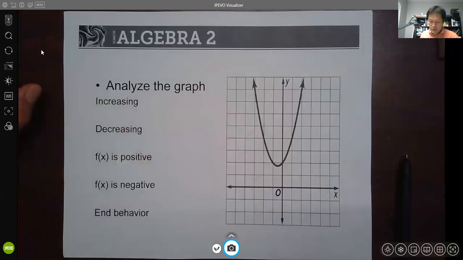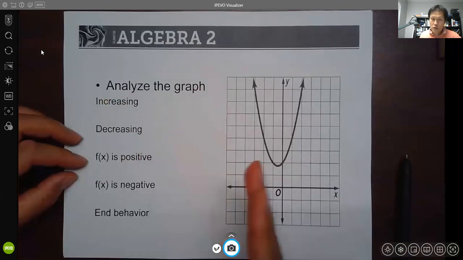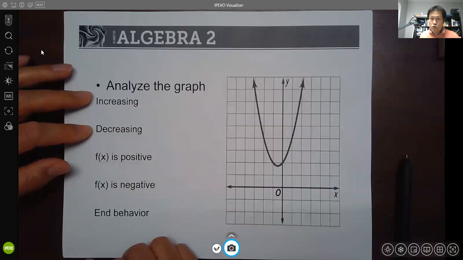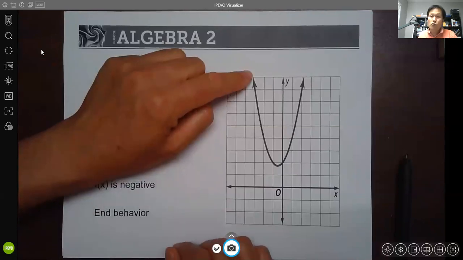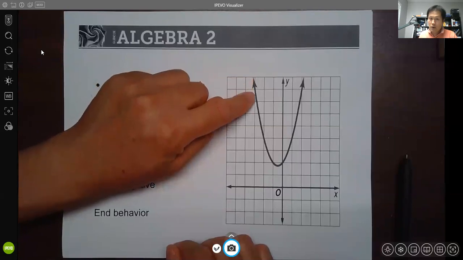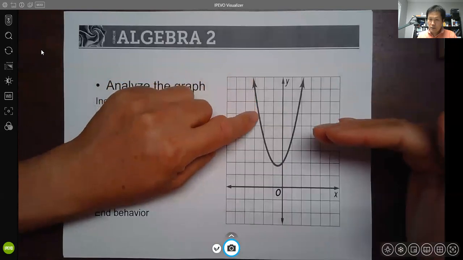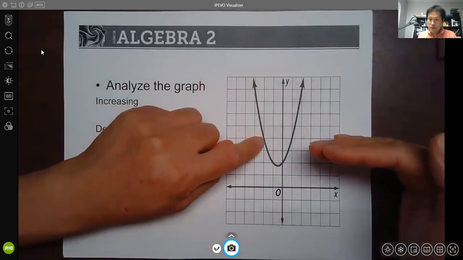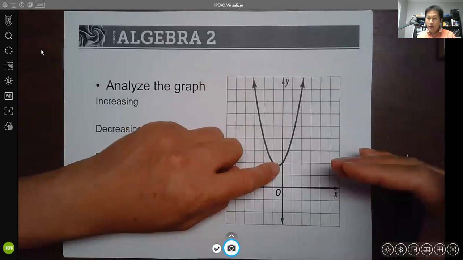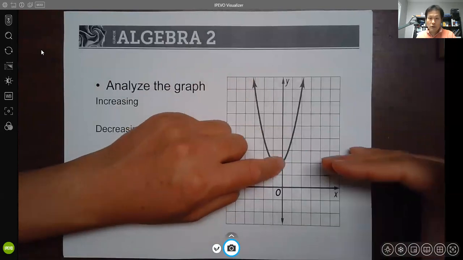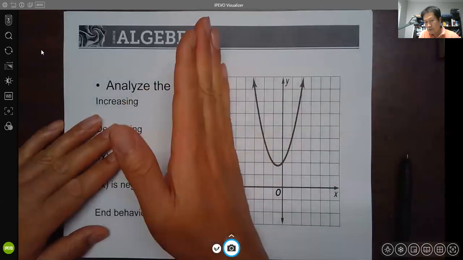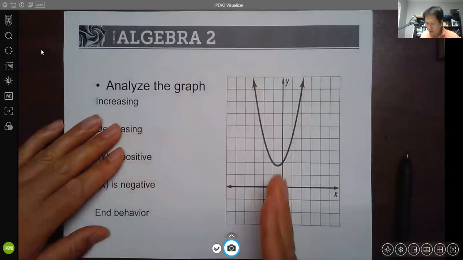Analyze the graph. So I'm asking, which interval is the graph increasing? Okay, increasing, decreasing, you always trace the graph to the right. Right now, is y value increasing or decreasing as you move to the right? Decreasing, decreasing. As soon as you turn around here, as you keep moving to the right, what happens to the y value? Increasing, increasing.